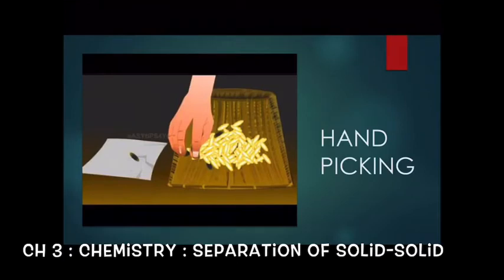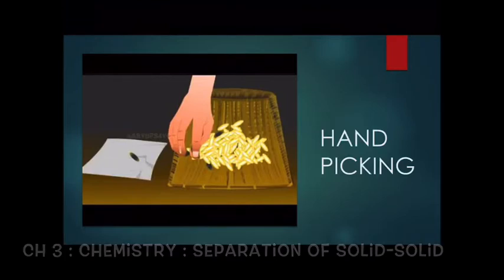Now, hand picking, students. You can see the picture clearly where the person is using the technique of separating the unwanted, undesirable black rice from the good rice by selecting it piece by piece, one by one grain with his hand. So it is the method of separating undesirable constituents from a mixture by picking with hands.